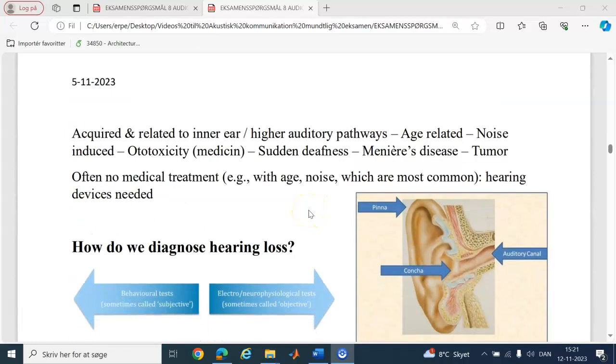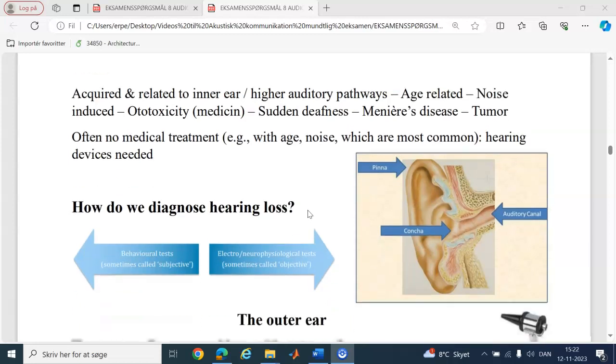Acquired or related to inner ear or higher auditory pathways. Age-related, noise-induced, ototoxicity, medicine, sudden deafness, Meniere's disease, tumor. Often no medical treatment, for instance with age and noise, which are most common. Hearing devices needed.